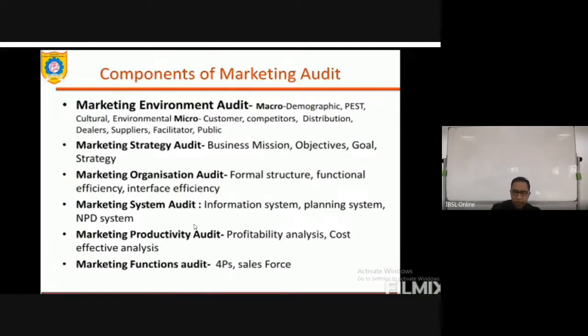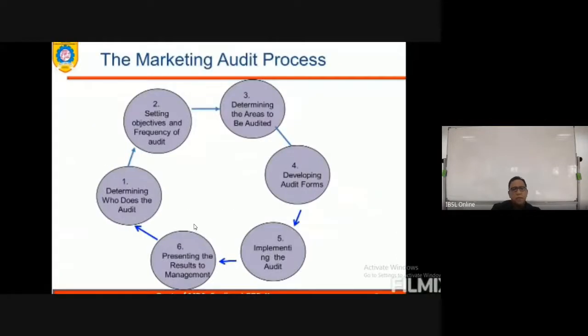Are you clear on that? I hope you are clear. So the process: determining who does the audit, whether an internal team is doing it or an external team is deployed to do this. Who does the audit? It means internal or external team. If it is an external team, it's better because it can be more independent. Setting objectives and frequency of audit. As I said, maybe whether you are doing it annually or once in 2 years or whatever.